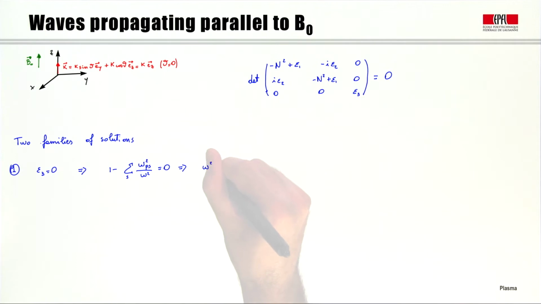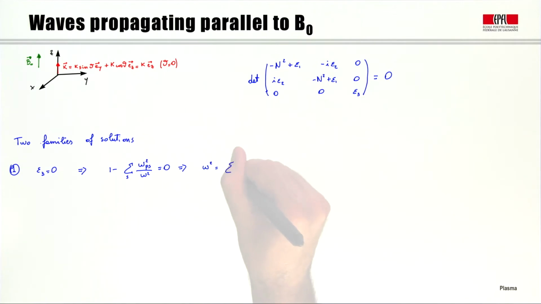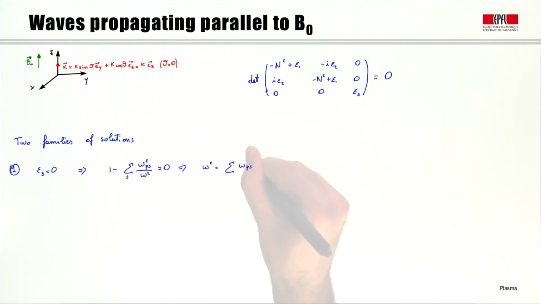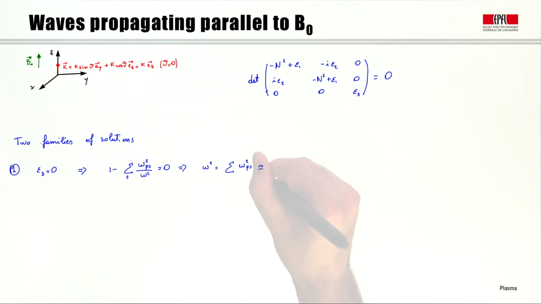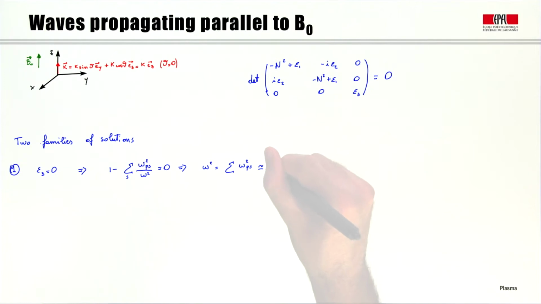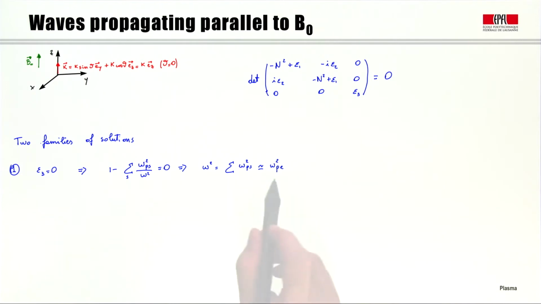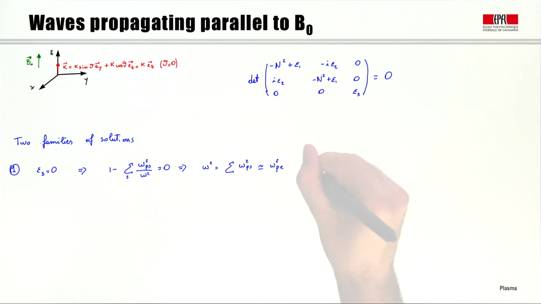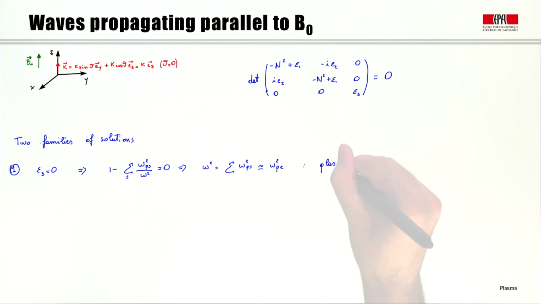And now, as the electron plasma frequency is much higher than the ion one, this, to a good approximation, can be written as omega p electrons, the plasma frequency for the electron, square. What have we found? Omega square equal to omega plasma frequency square. These are the plasma waves.